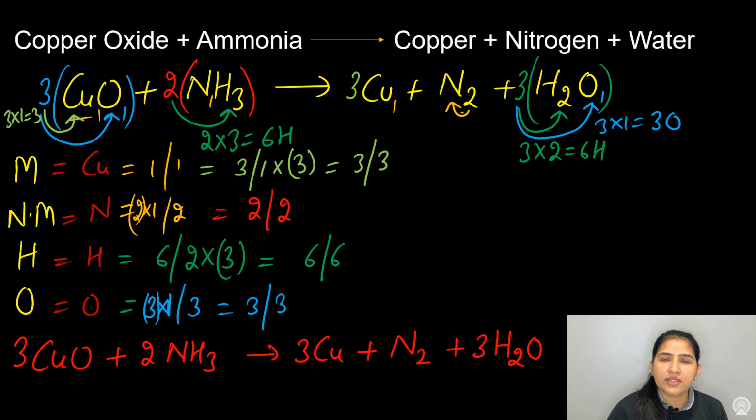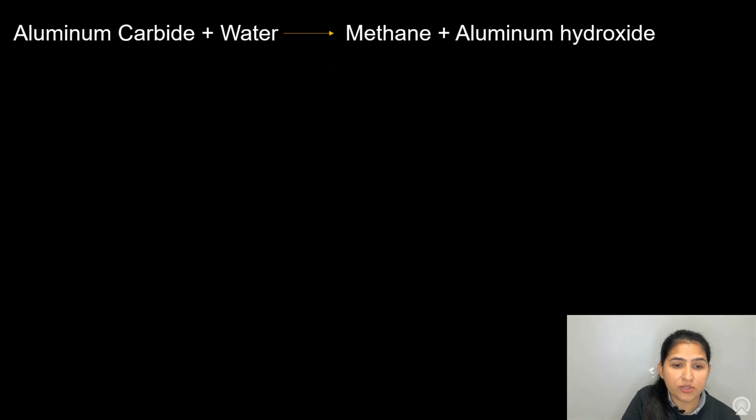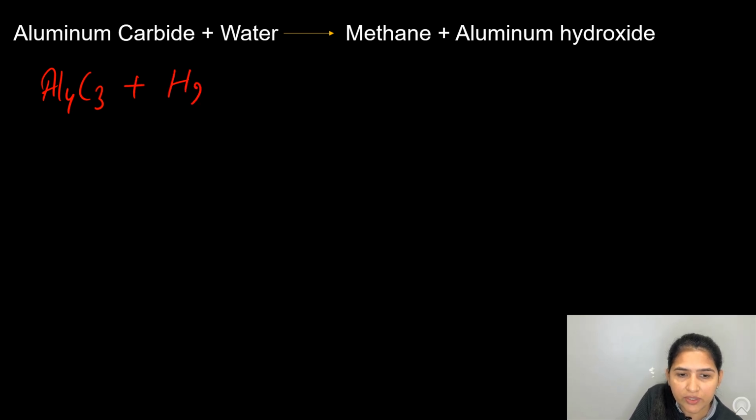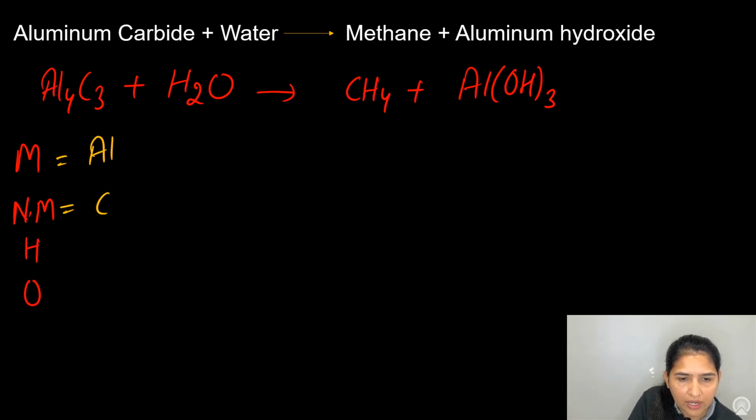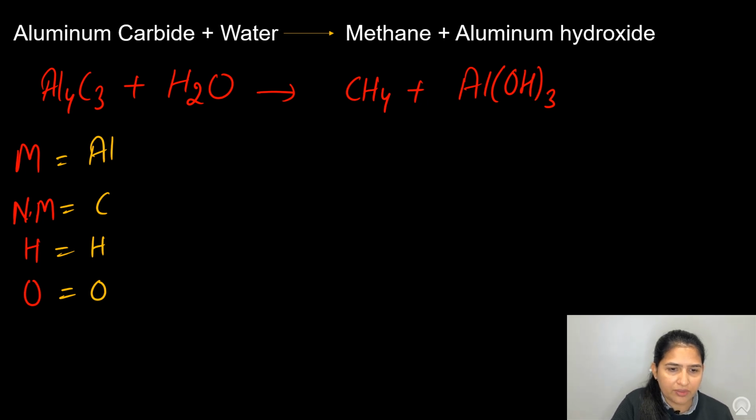Let's go to the next. Okay, so I hope you are getting what we are doing. The next example we have here is aluminium carbide, where we are reacting it with water to get methane and aluminium hydroxide. Now you know what we have to do. We have to quickly check all these 4 steps. Here the metal is aluminium, the non-metal is carbon, and we have both elements hydrogen and oxygen. Now let's count them separately.